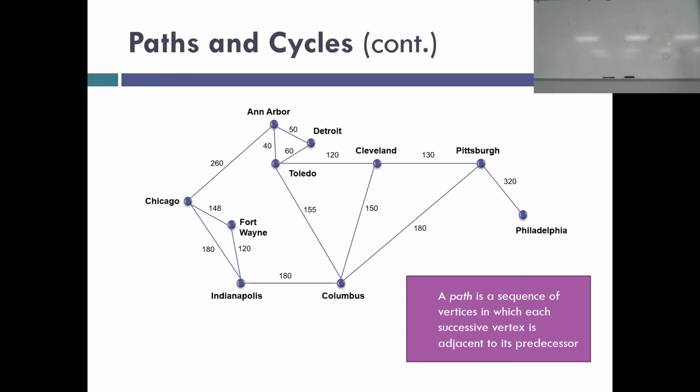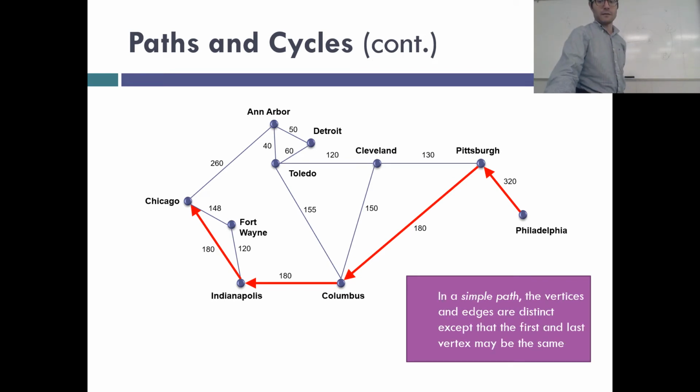Fort Wayne is the neighbor. Fort Wayne and Chicago are neighbors. Indianapolis and Chicago are neighbors. A path is where you've got a bunch of adjacent vertices connected together. So if there's a path from Philadelphia to Chicago, you drive from Philadelphia to Pittsburgh to Columbus to Indianapolis to Chicago. Something I did very recently.